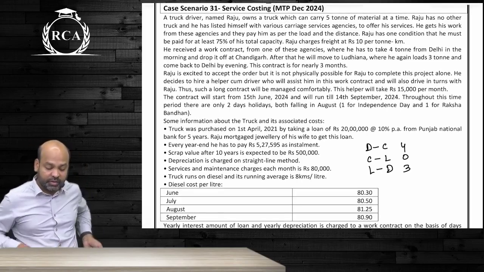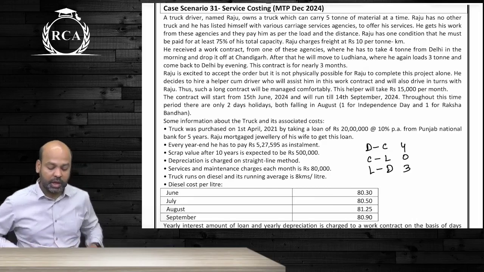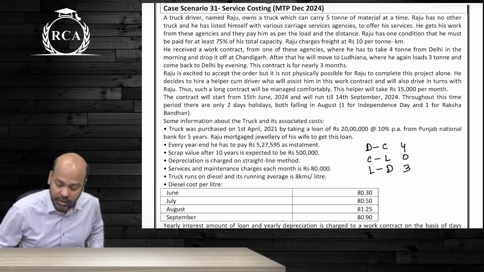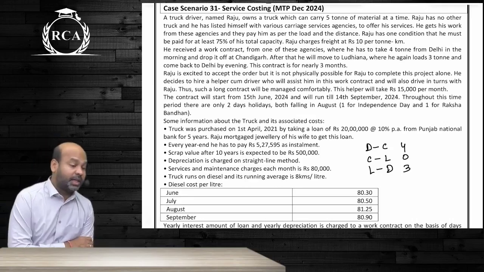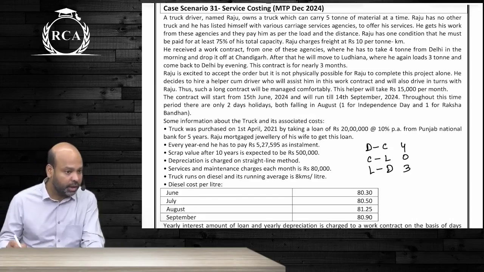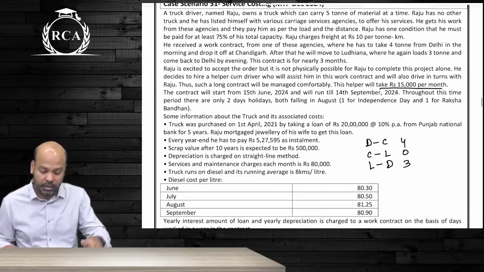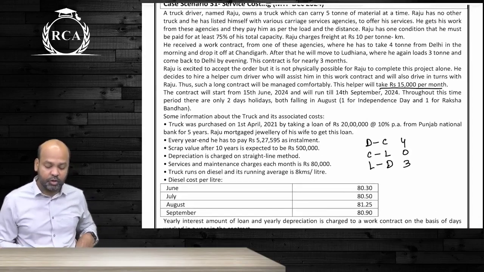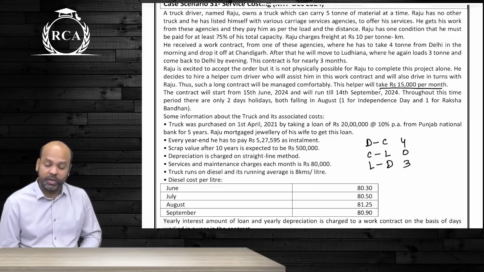Raju is excited to accept the order, but it is not physically possible for Raju to complete the project alone. He decides to hire a helper cum driver who will assist him in this work contract. And he'll also drive in turns with Raju. Thus, such a long contract will be managed comfortably. We have to pay him 15,000 per month. Relevant. ठीक है? 15,000 rupees per month is what we will have to pay. The contract will start from 15 June 2024 and will run till 14 September 2024. Throughout this time period, there are only 2 holidays, both falling in August. One for Independence Day, one for Raksha Bandhan.